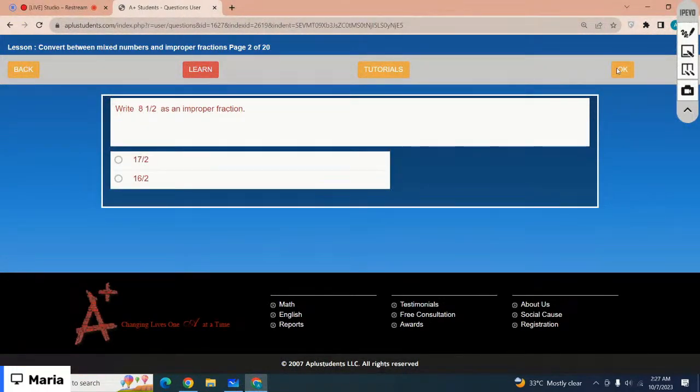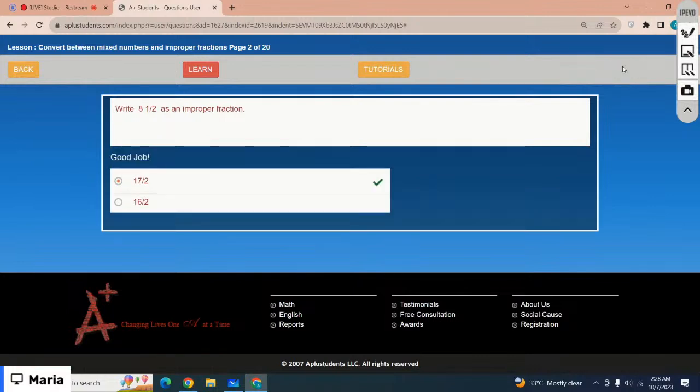Okay, write 8 whole 1 over 2 as an improper fraction. Which is the correct option? The correct option is 17 over 2, right? Very good. Option number 1 is the correct option. That would be 17 over 2.